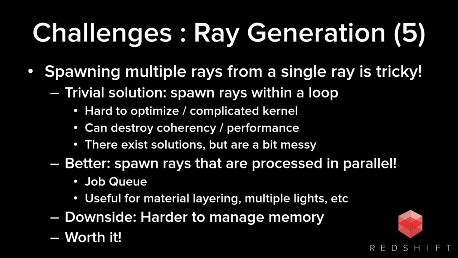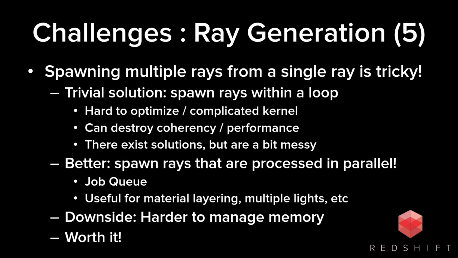So what we did instead was use a job queue. This means that when there is a material intersection, the shader has the capability of spawning work for the next recursion, which is processed in parallel. So instead of having loops, we basically expand the work, and the next time around, the next recursion, we process this work in parallel.